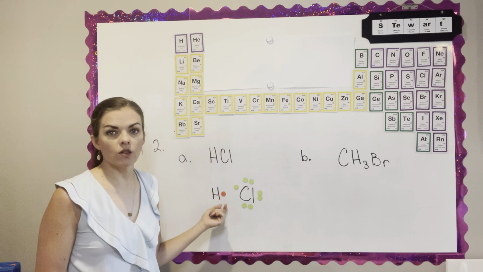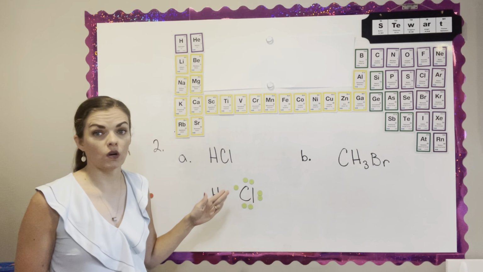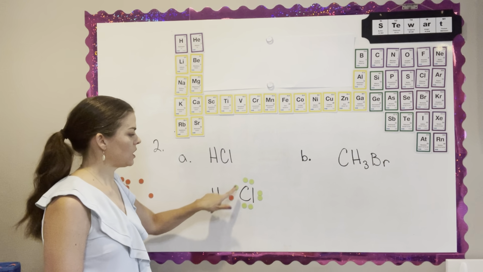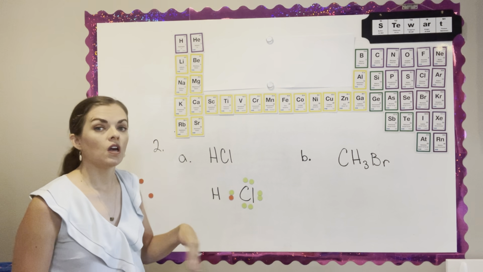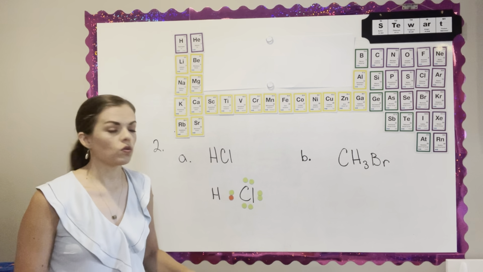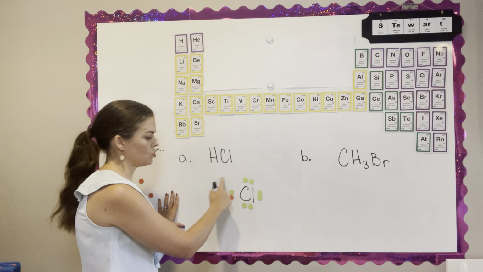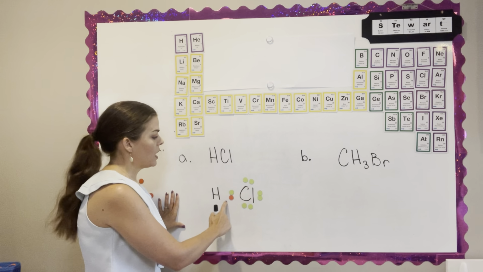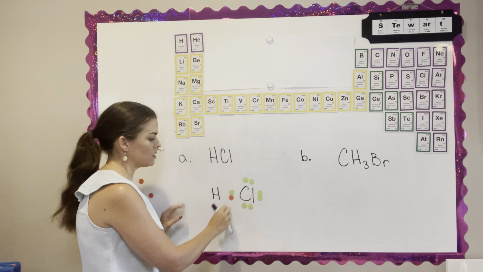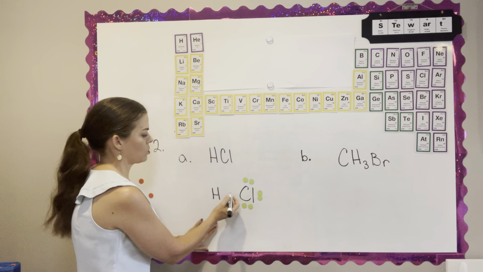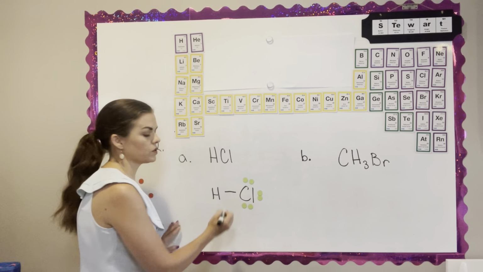So I can see by looking at this, the way that we have the electrons placed, that the hydrogen and the chlorine can each share their extra electrons so that hydrogen has 2 valence electrons and chlorine then has 8. And when you draw the Lewis structure, you're going to draw a bar to represent the bond.